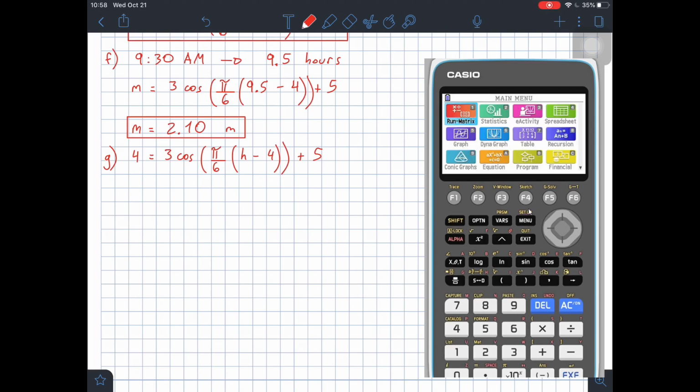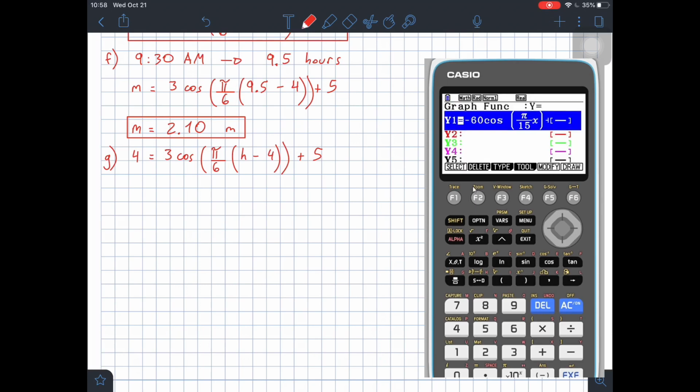If you go to menu, graph, first of all, we would have to plug in the equation. So the first equation is the trigonometric function. We're going to write 3 times cosine of parentheses pi over 6 times x, remember you should write x minus 4, plus 5. And then we have another equation, which is, we want to set this to 4, right? So our second function would be y equals 4 only, okay?